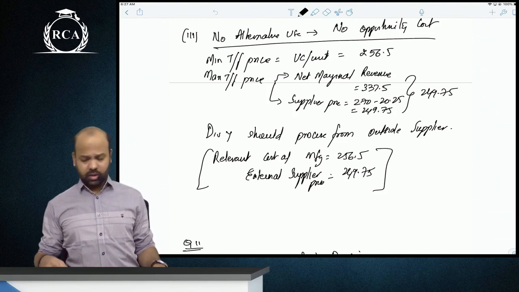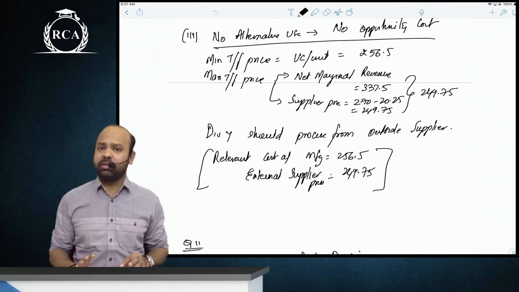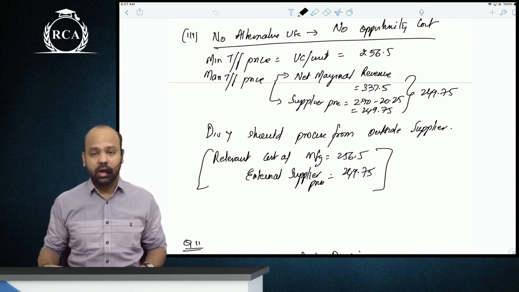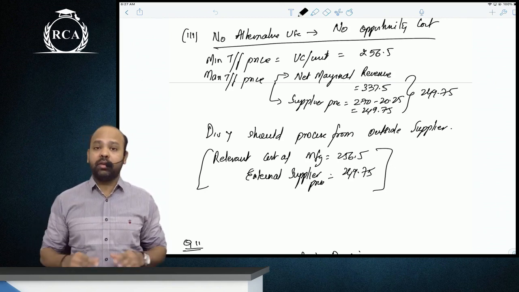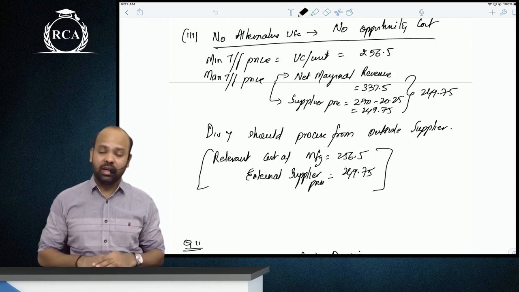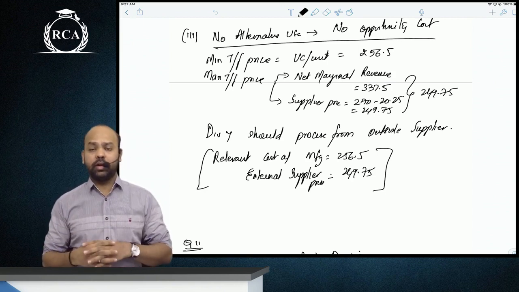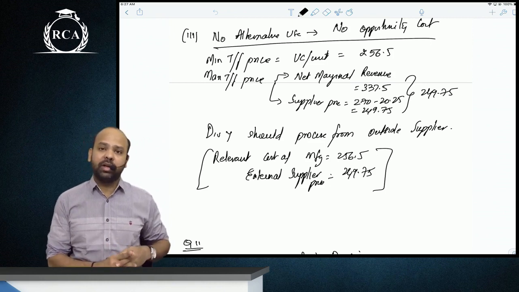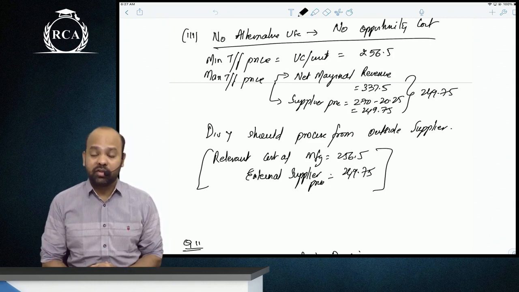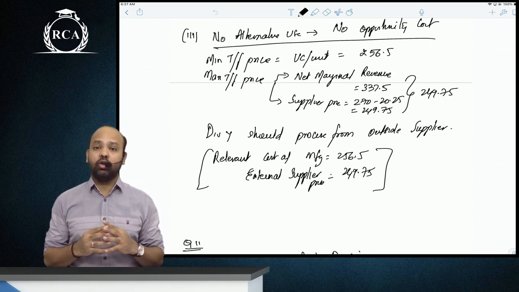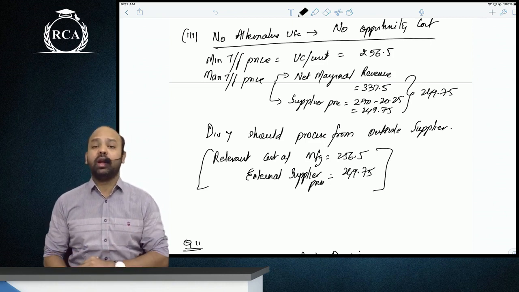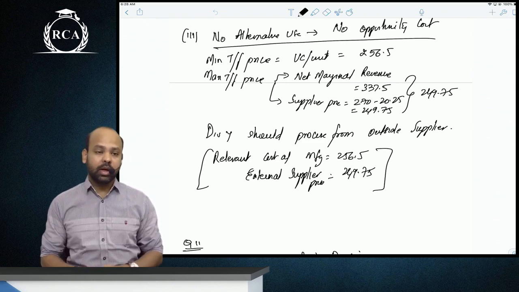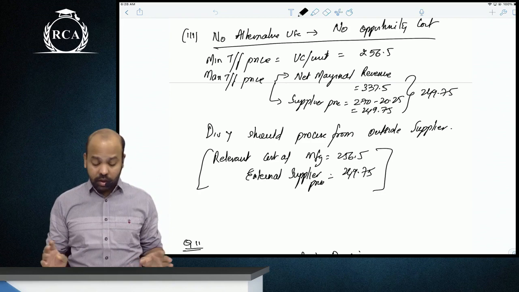The only thing that you are supposed to know for this chapter is the concept of minimum transfer price and the concept of maximum transfer price. I told you, minimum transfer price is from the viewpoint of the selling division, that is the transferring division, and it should be equal to your relevant cost of manufacturing. Relevant cost of manufacturing is nothing but your additional outlay per unit and the amount of opportunity cost per unit. Additional outlay per unit plus opportunity cost per unit, that will become the relevant cost of manufacturing.